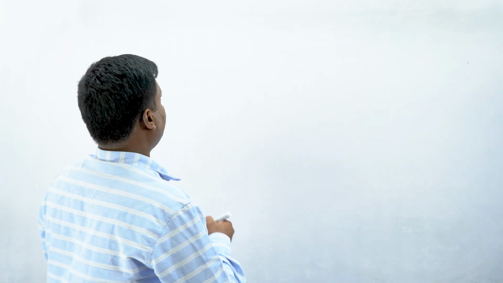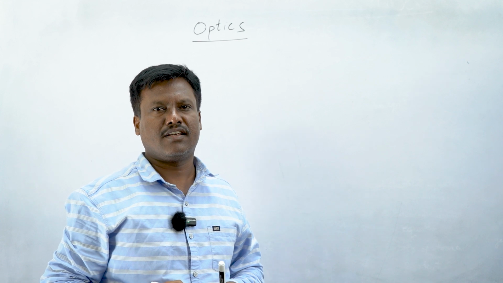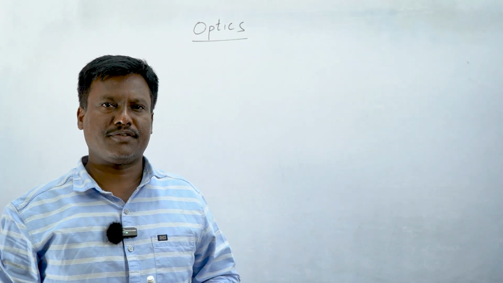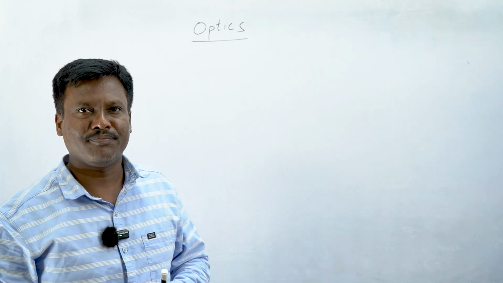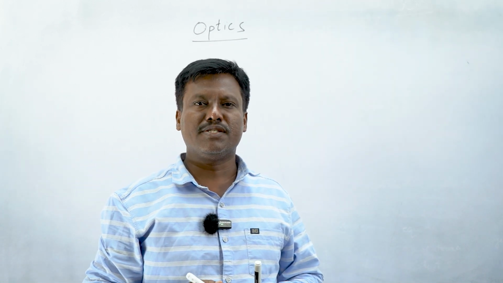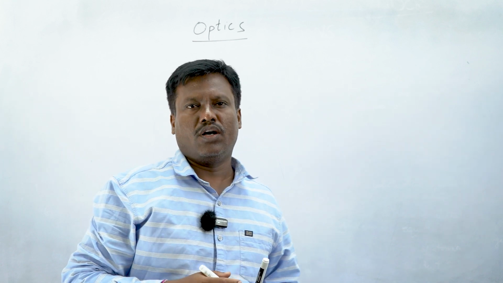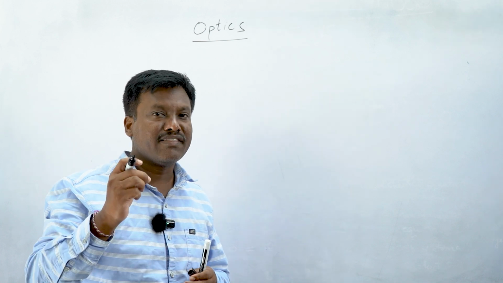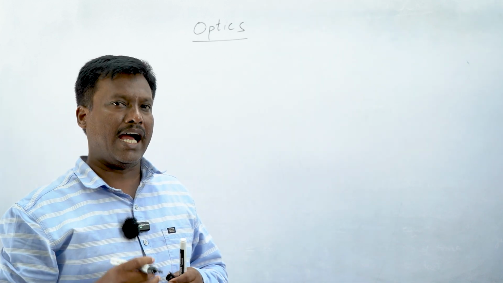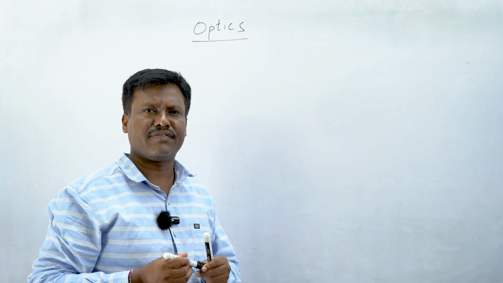Okay, so optics is a branch of physics which deals with light. There are many phenomena of light: reflection, refraction, dispersion, scattering. In this lesson particularly we are going to talk about reflection phenomena and reflection on curved surfaces. So what are called curved surfaces?